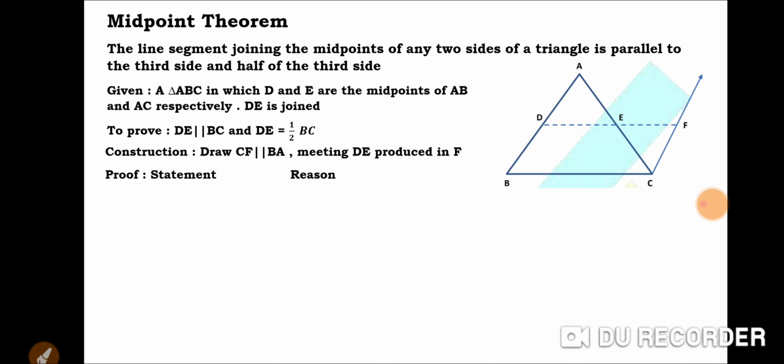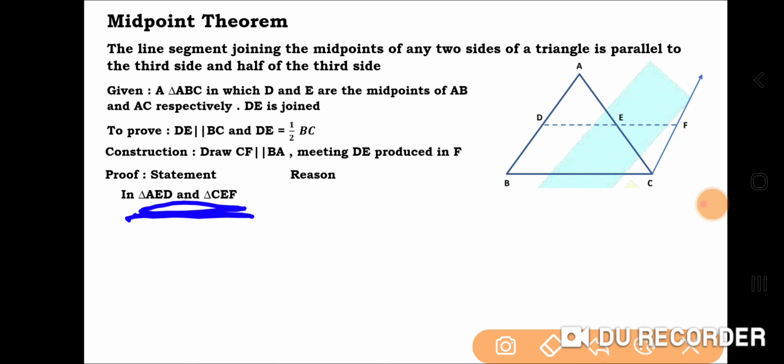Next is the proof, which comes as statement and reason. First, we consider two triangles. As I told you in the previous part, we are going to use two principles to prove the statement: one is congruency and the other is that a quadrilateral is a parallelogram. Here, the triangles I have considered are triangle AED and triangle CEF. We are going to prove these two triangles are congruent.